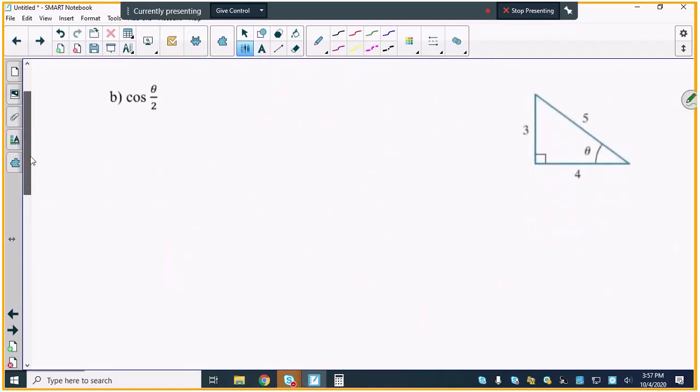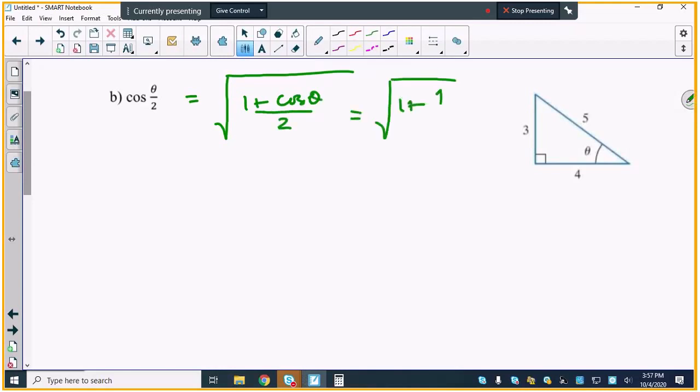Same problem, but this time you want cosine theta over 2. So cosine theta over 2, remember, is going to be positive because theta over 2 is in the first quadrant. And it is the square root of (1 plus cosine theta) over 2. So that's the square root of (1 plus 4/5) over 2, which is (5 plus 4) is 9, 9 over 5, all over 2.